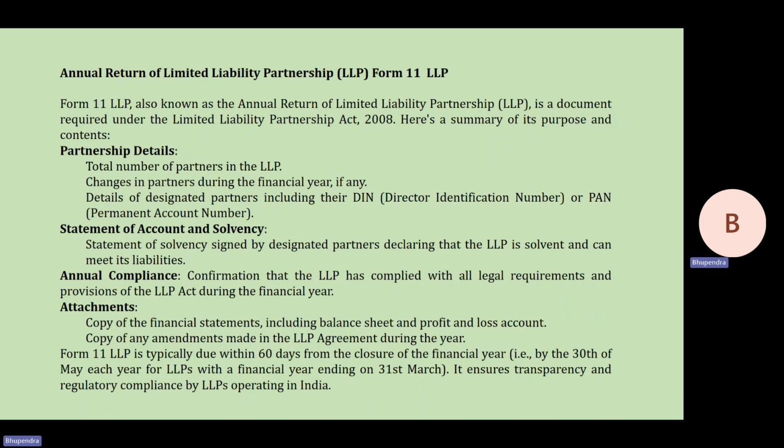Copy of the financial statements, including the balance sheet and P&L account. Copy of any amendments made in the LLP agreement during the year. Form 11 LLP is typically due within 60 days from the closure of the financial year, that is, by 30th May each year for LLPs with the financial year ending on 31st March. It ensures transparency and regulatory compliance while the LLP is operating. We have 60 days to attach these two copies along with Form 11.